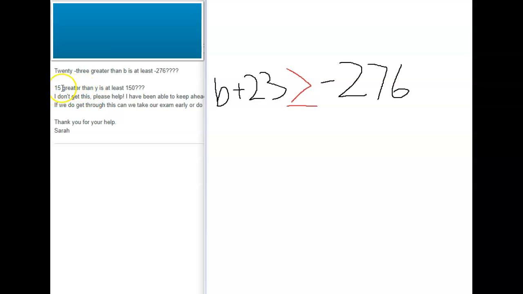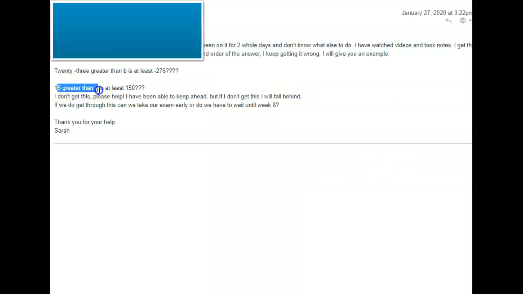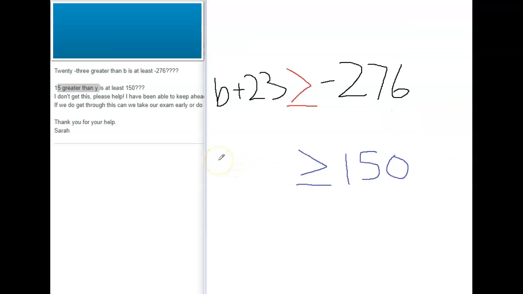Looking at this next one, this part over here is at least 150. So I'm going to switch color here. That part over there is greater than or equal to 150. 150 is the least it could be, but it can be that or anything greater. And then what we have here, 15 greater than y. For that part, think of addition. So we had whatever value y is, and we want 15 more than that, 15 greater than that. And that value is going to be at least, at the very minimum, 150, but it could be anything greater than 150 as well.